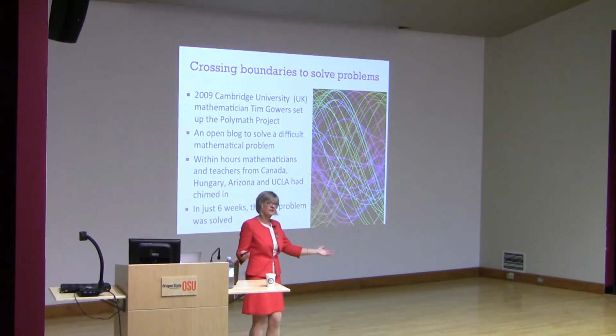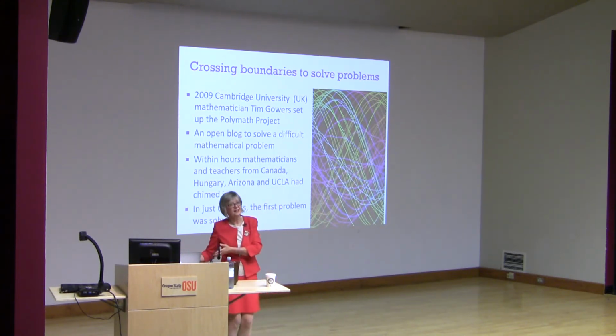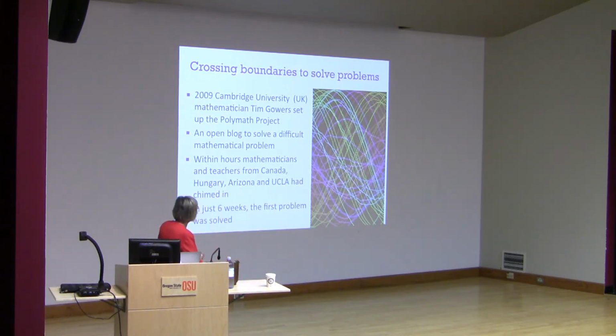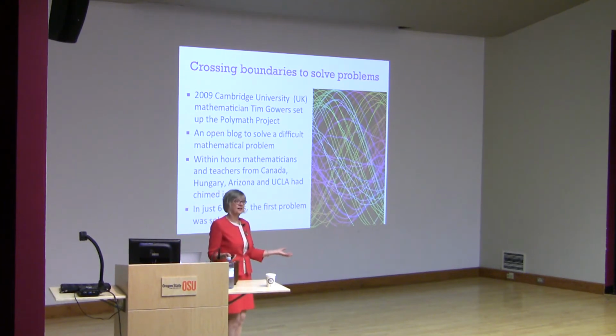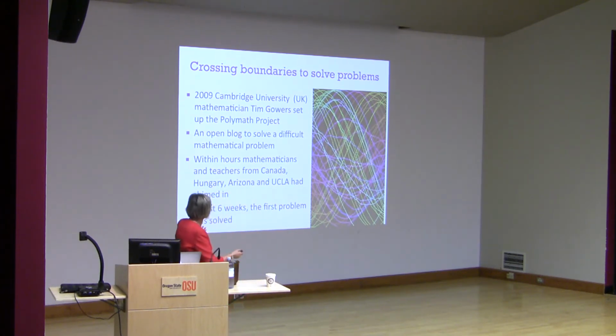Now you can go even further. You don't have to just go to your scientist across the border in the next discipline. You can go out to the public and use the same sort of approach. You can go out and ask whoever wants to contribute to contribute. This is an example where Tim Gowers set up the Polymath project at the University of Cambridge, and it was a blog where he put out very difficult mathematical questions, and they were trying to see how they could solve them. So they just give it out there.